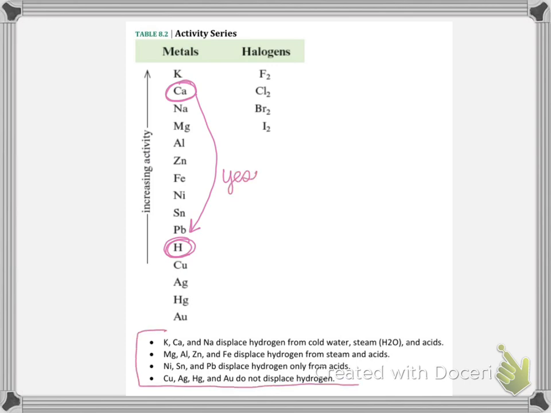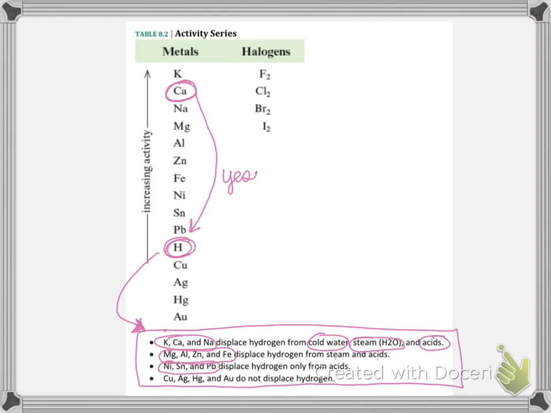Now on this chart, which was not on the previous one, I want to point out a little bit about hydrogen. So hydrogen can have several sources: cold water, steam, and acids. And not all of the more active elements can remove hydrogen from all three. Like you see here, the top three can get hydrogen out of any of those. Then magnesium, aluminum, zinc, and iron, only steam and acids. And then as you get closer to the hydrogen, they can only remove it from acids.